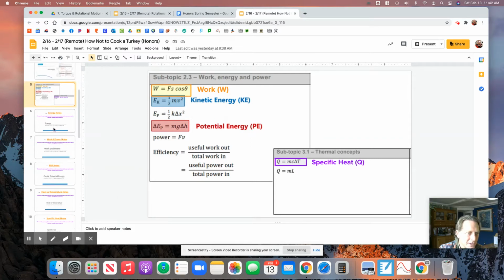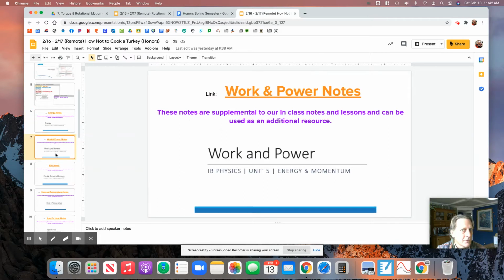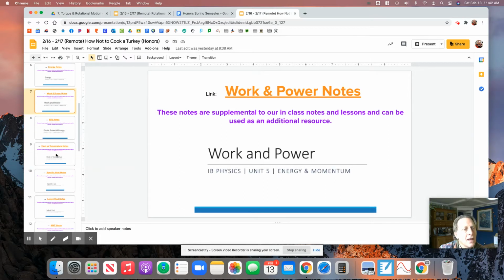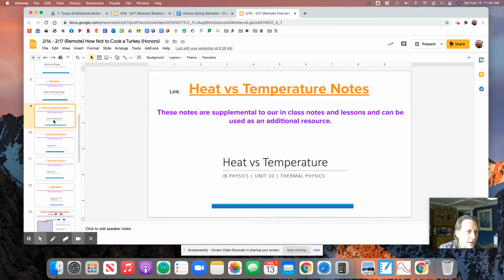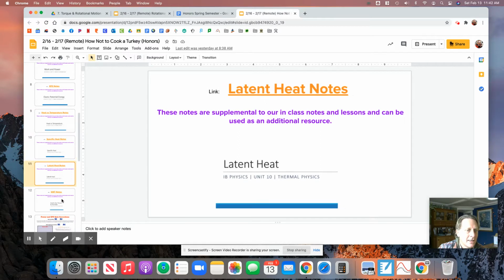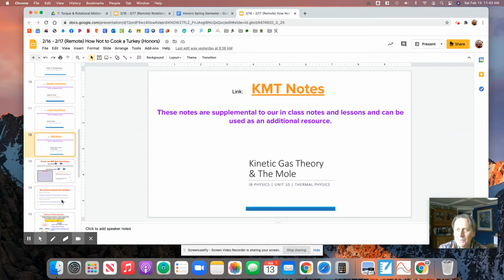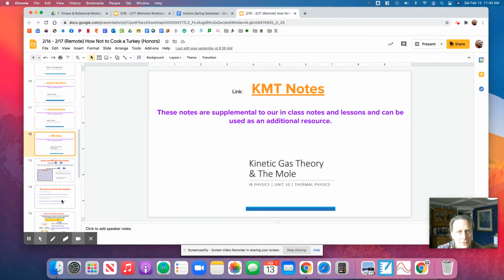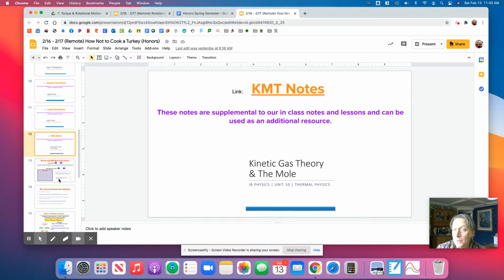There's a bunch of notes in here that are supplemental and not required to go through, but they are just to help you out. Just remember, I did add some past the ones we had before: heat versus temperature, specific heat, latent heat, and kinetic molecular theory. We'll be going through these over the next week and a half or so. So you've got access to some extra supplemental notes. If you're working through concepts and getting stuck, it's a good place to go and see if there's something that could help you out.